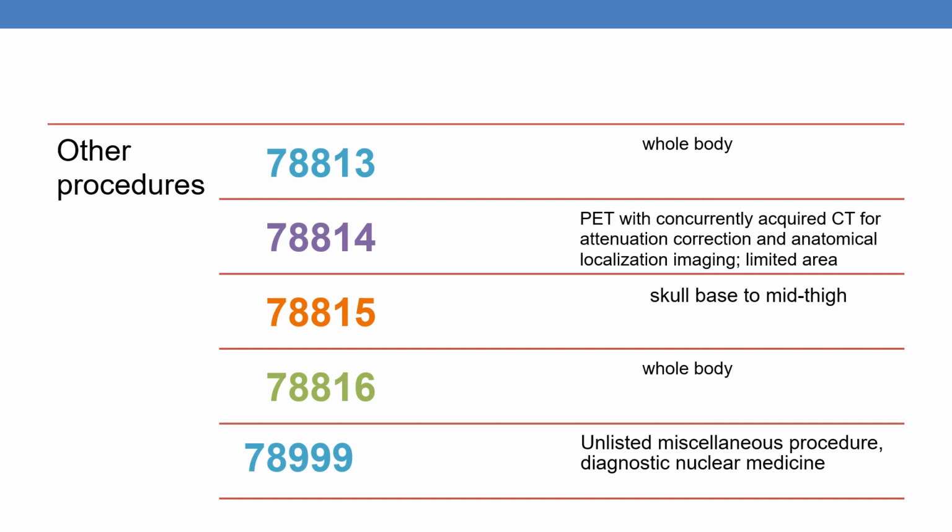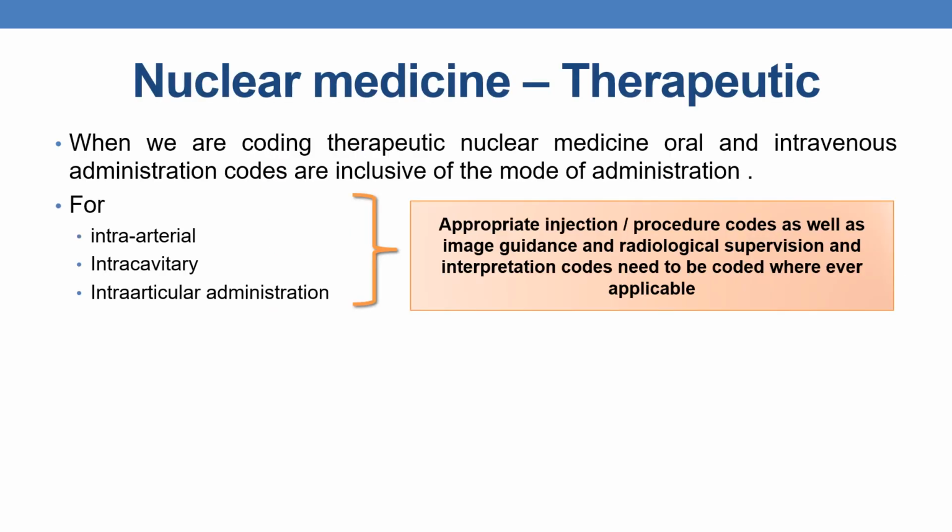Now let us discuss the therapeutic part. Now coming to nuclear medicine, therapeutic part. When we are coding therapeutic nuclear medicine, oral and intravenous administration codes are inclusive of the mode of administration. That is, there are no specific codes for these, oral or intravenous. But for intra-arterial, intracavitary, intra-articular administration, appropriate injection or procedure codes, as well as image guidance and radiological supervision and interpretation codes need to be coded whenever applicable. This is an important point.